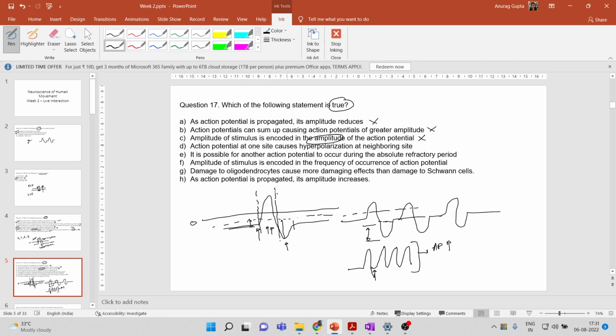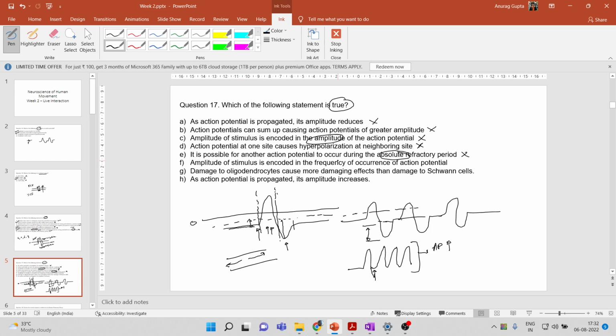Then D: action potential at one site causes hyperpolarization at the neighboring sites. No, this is not true, because when there is an action potential at one site, there is an influx of sodium ions, and these sodium ions within the neuron diffuse to neighboring regions and depolarize them. So it's not hyperpolarization, but rather depolarization. This is also not the correct statement. Next: it is possible for another action potential to occur during the absolute refractory period. No, it is only during the relative refractory period that another action potential can be generated.